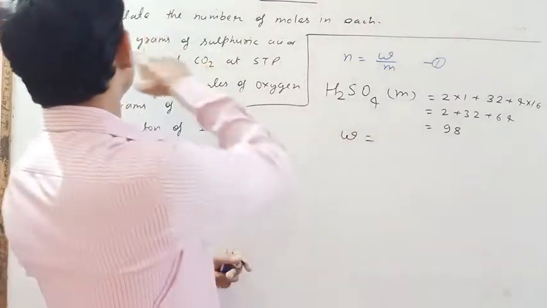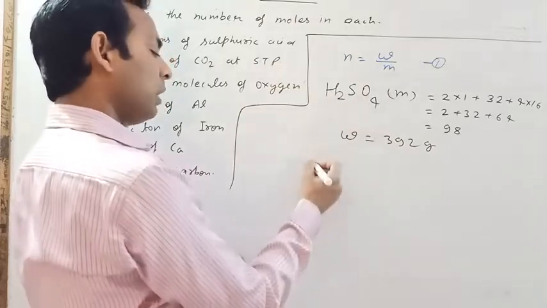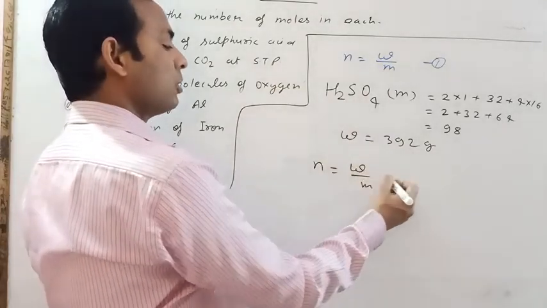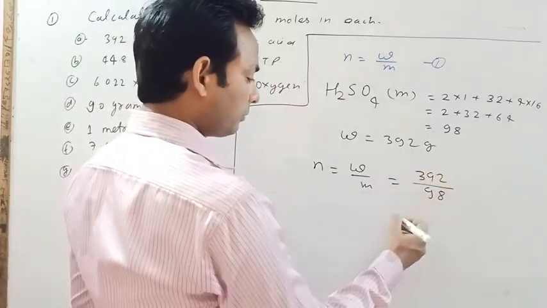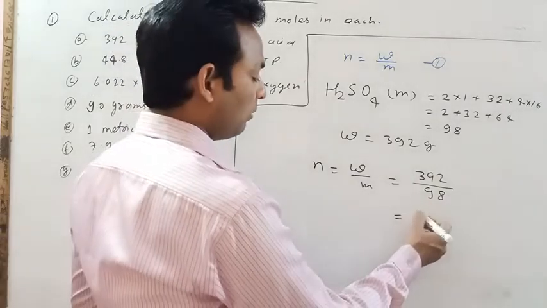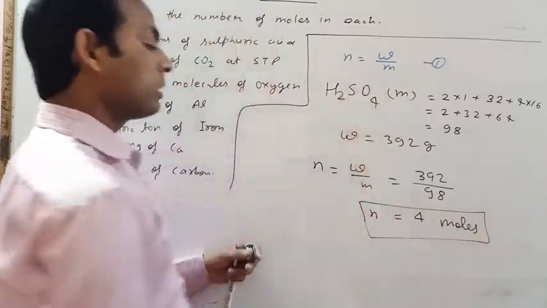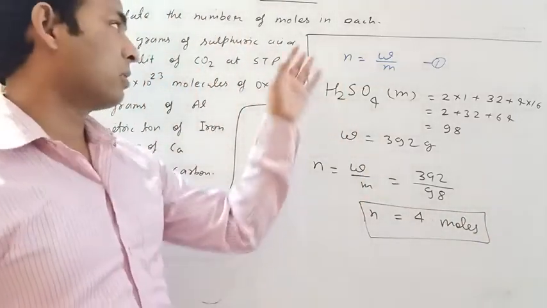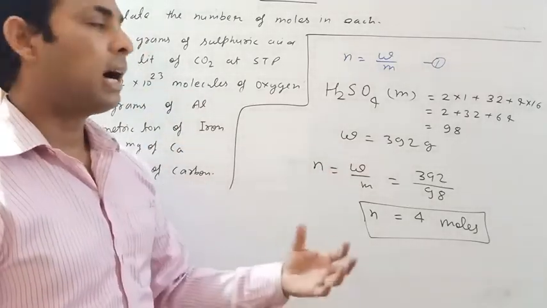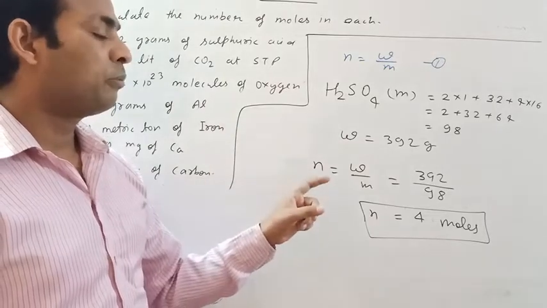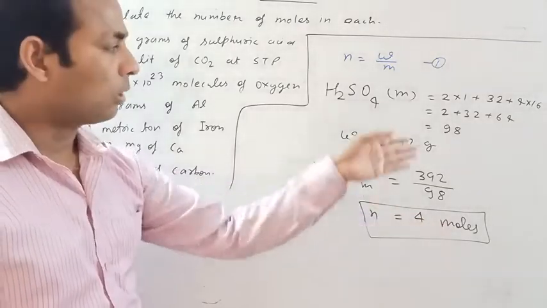Now W is given as 392 grams. So put the value in that formula: n equal W by M. Put the value 392 divided by 98. After dividing, the value will become 4. So 4 moles is your answer. It means if I take 392 grams of sulfuric acid, then the total number of moles of sulfuric acid is 4 moles. Clear students? Okay, please take a screenshot.